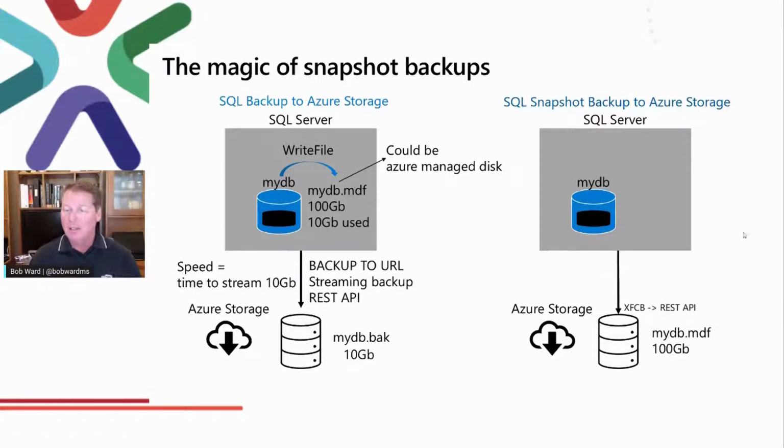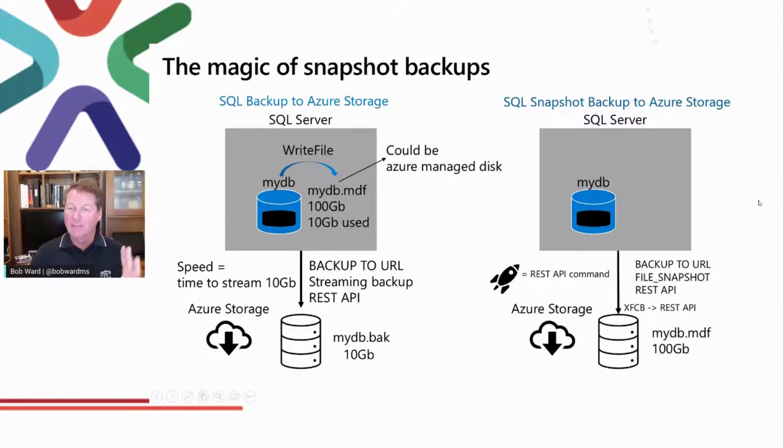Now, what about this snapshot backup in Azure Storage concept? In this case, the database file is on the actual Azure Blob Storage, like I showed you earlier in this presentation, and we're using that XFCB protocol, which are Azure REST APIs. So when you read and write from this database file, it's not local to the SQL Server, it's not on an Azure managed disk, it's in Blob Storage. And because it's in Blob Storage, we get this really special property of doing a snapshot.